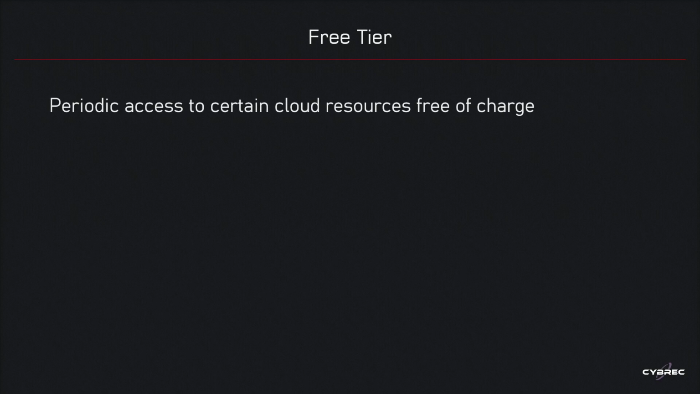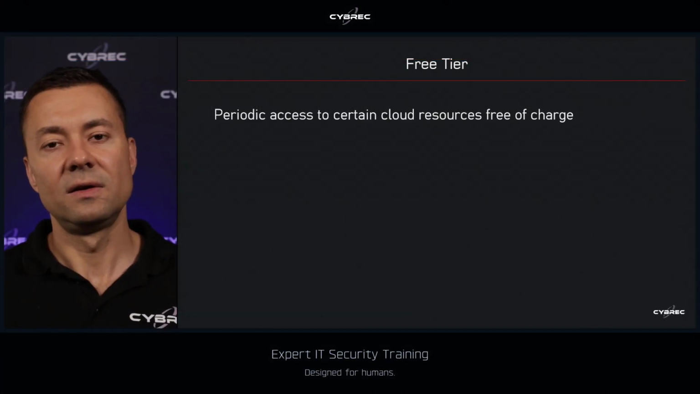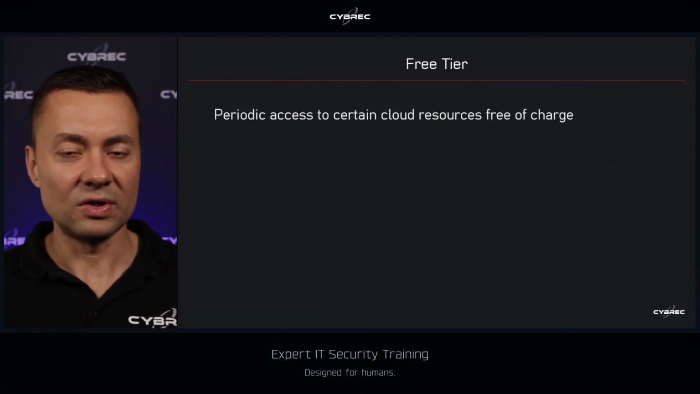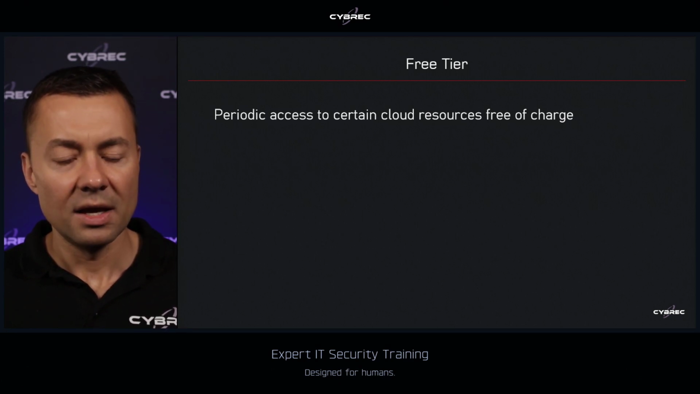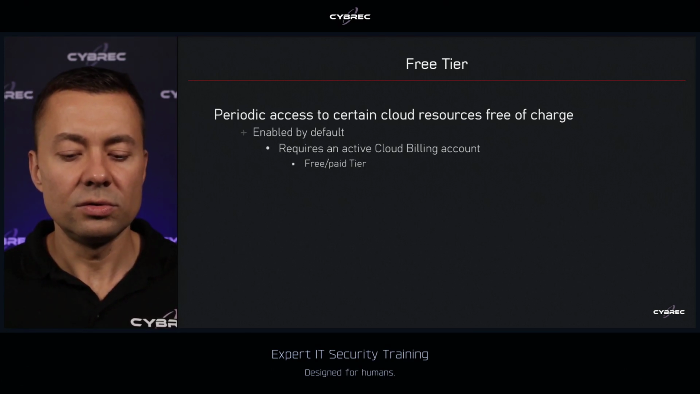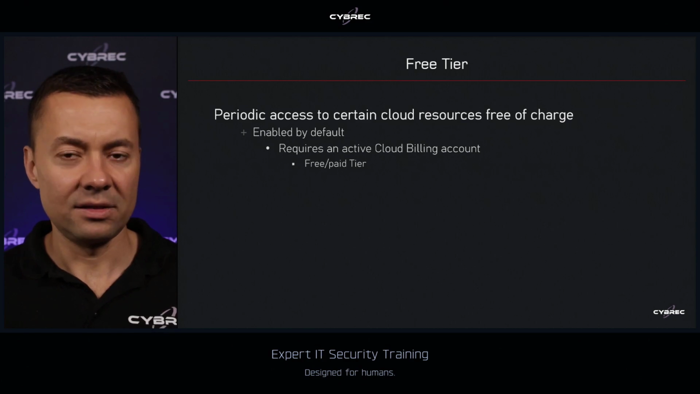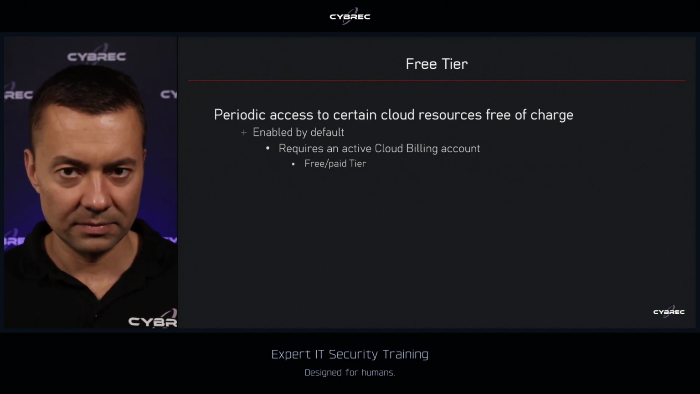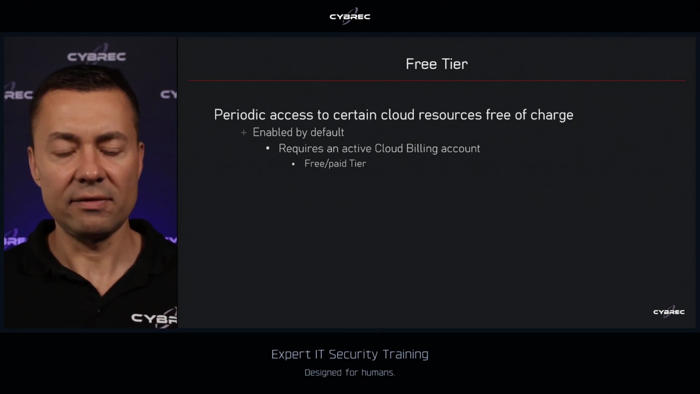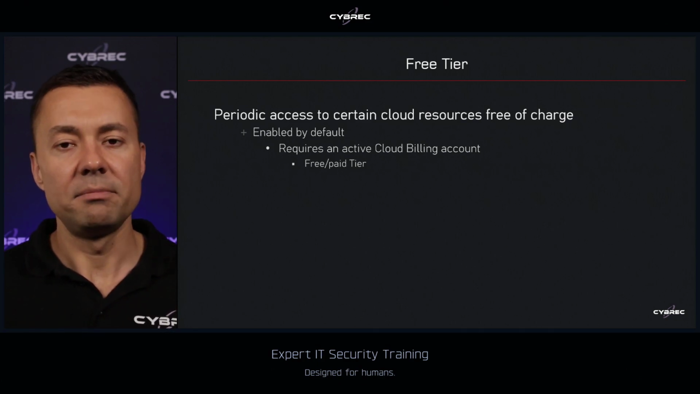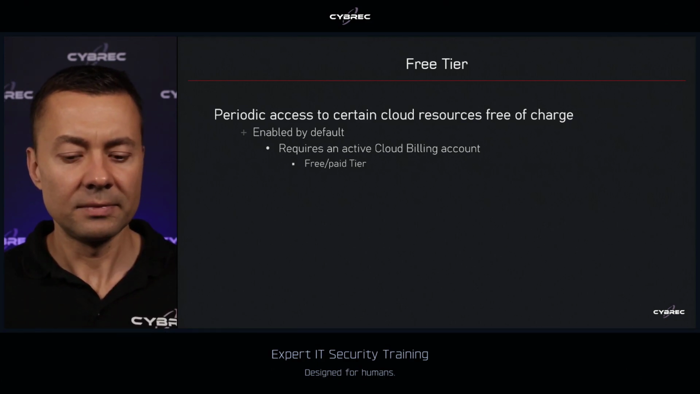Free tier is what people commonly confuse with free trial, which we know is something else. Now, free tier is basically the ability to get limited access to some of the resources within the cloud for free, as long as you are using an active Google Cloud account. And this is enabled by default.